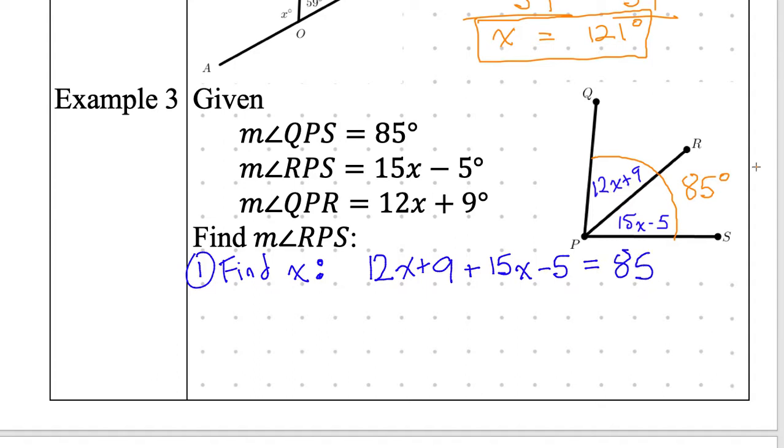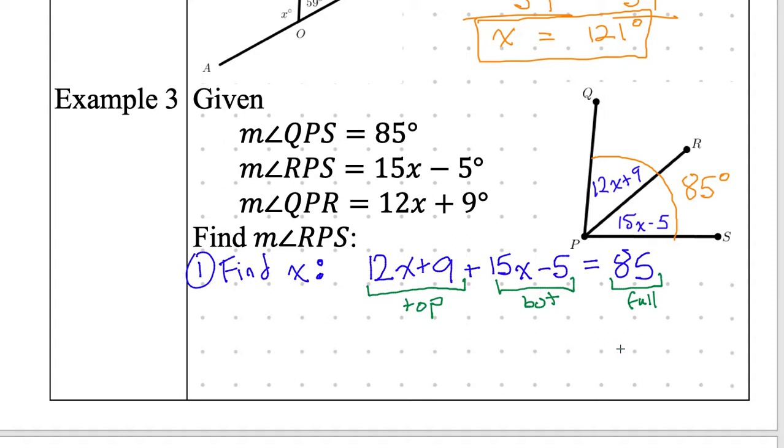What this is saying right here is that, let me do it in a different color, this is the top angle. This is the bottom angle. The top angle plus the bottom angle equals the full angle. If I add the top and bottom together, it should give us the entire angle.